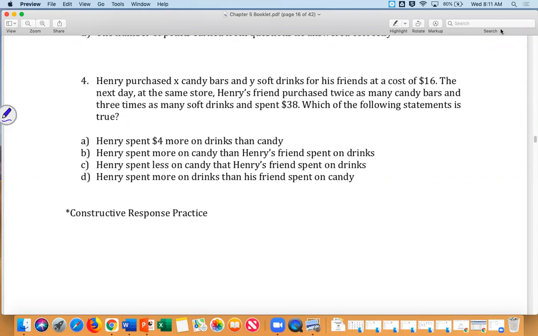Henry spent $4 more on drinks than candy. Henry spent more on candy than Henry's friend spent on drinks. Henry spent less on candy than Henry spent on drinks, or Henry spent more on drinks than his friend spent on candy. You guys have any idea what to do? Nobody? Andrew, you're like, no idea. Sophie, any ideas? None? All right. All right, let's try this.